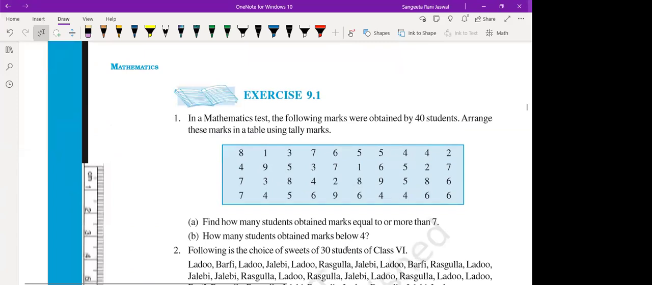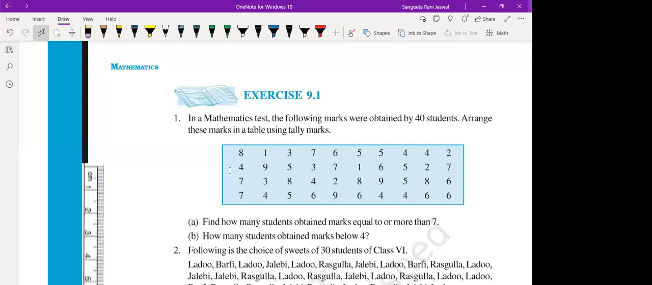Okay, now coming to the exercise part. Right, let's begin. In a mathematics test, I want somebody else to read now. Bhavesh, read the question. In a mathematics test, the following marks were obtained by 40 students. Arrange these marks in the table using tally marks. So can you make the table using tally marks?